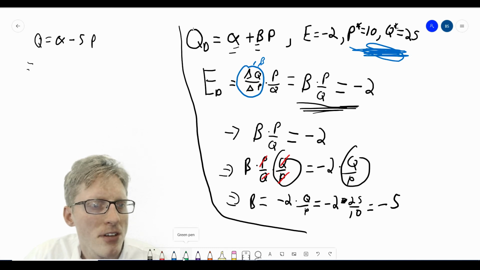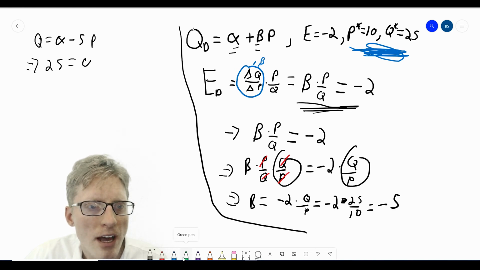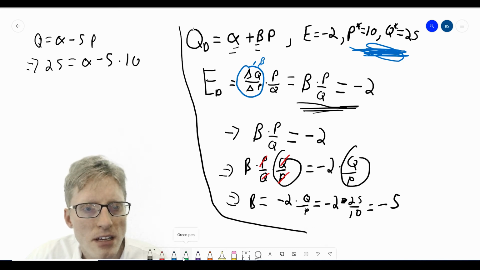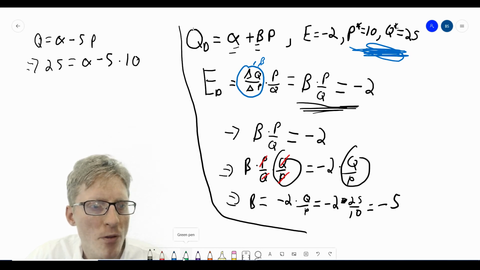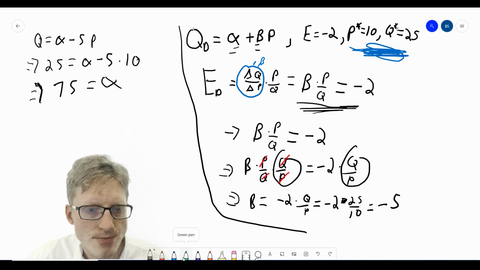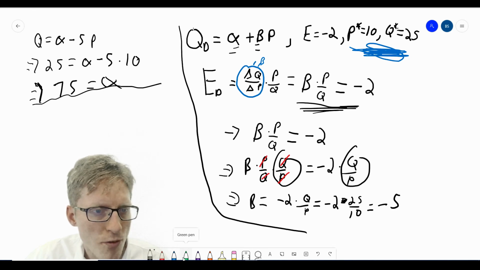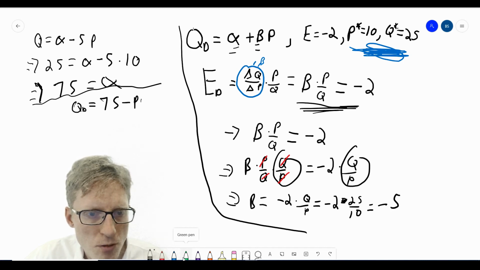That gives us that 25 is equal to alpha minus 5 times 10. If we add 50 to both sides, that gives us that 75 is equal to alpha. So overall, we have that the quantity of demand, the demand function, is equal to 75 minus 5 times price.